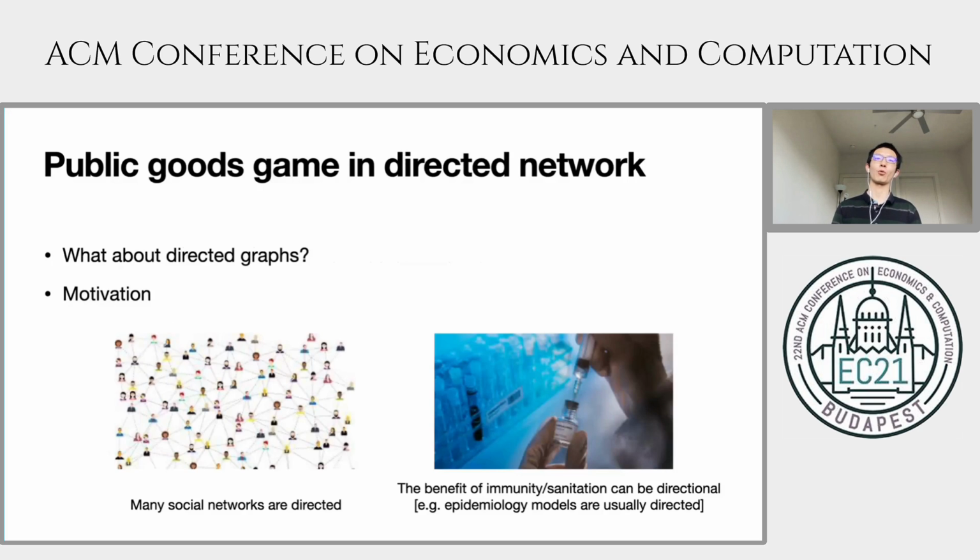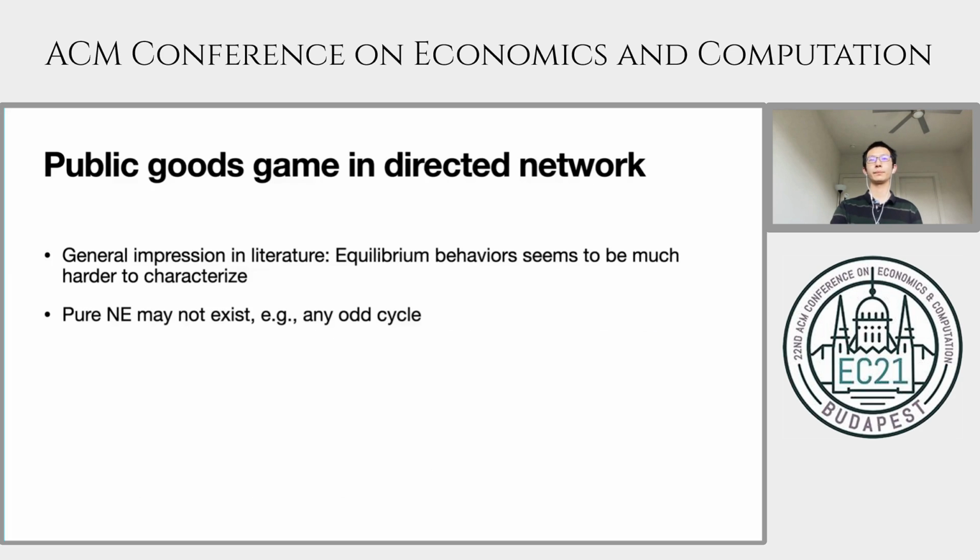But what about directed graphs? There is clear motivation for directed networks. For example, social networks can be directed, and any public goods game over such a network is better captured by a directed graph. Another example is the benefit in immunity and sanitation. These are also directional. For example, most epidemiology models are directed.